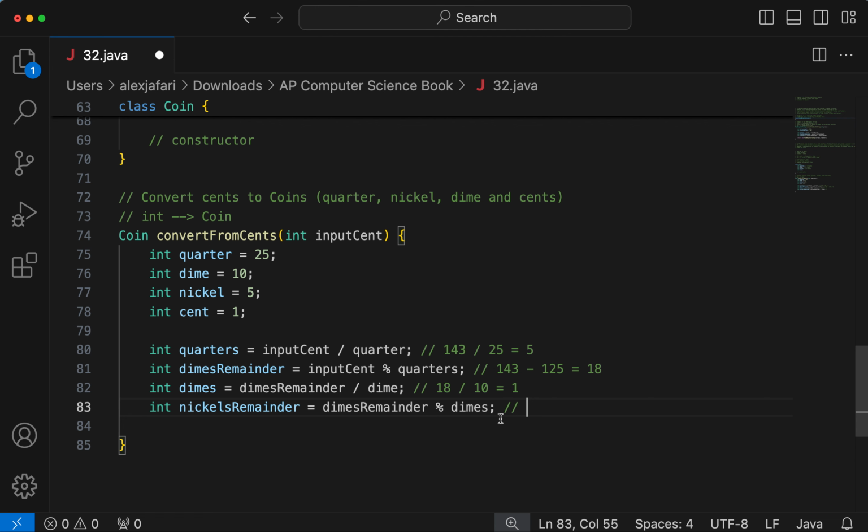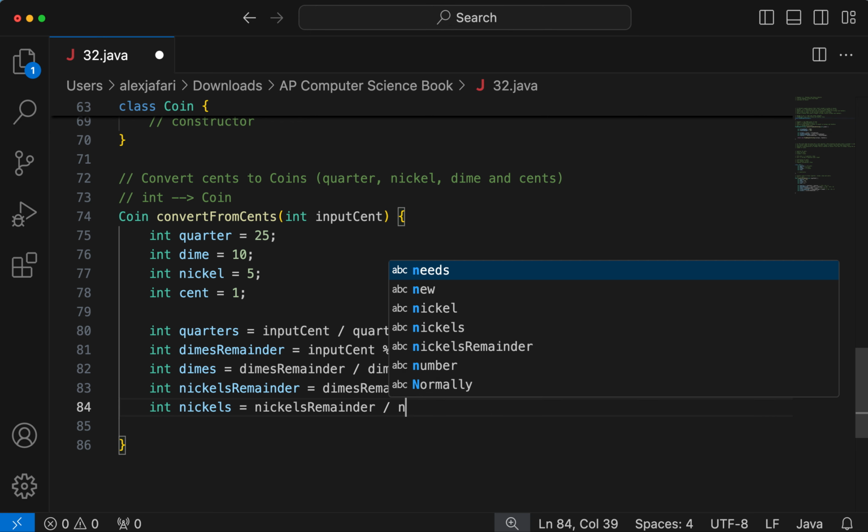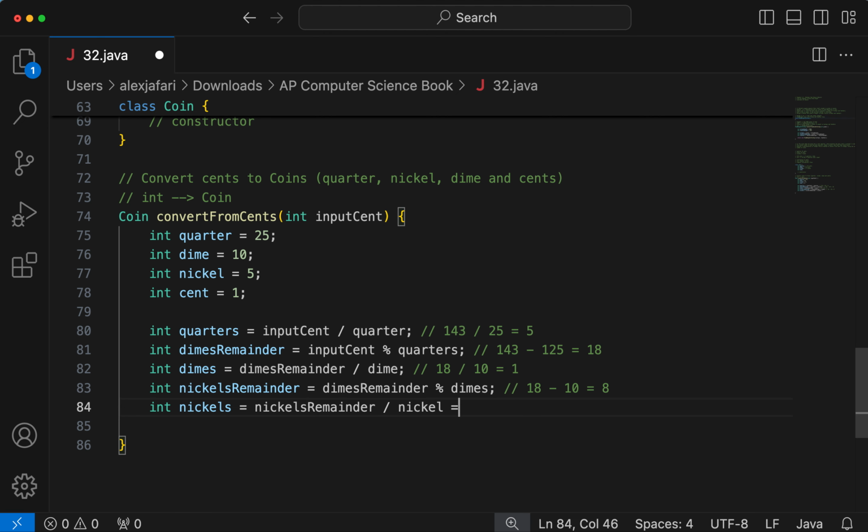This is going to be essentially 18 minus 10. Right? Yeah, so 8 is the nickels remainder. Exactly. So then the nickels is going to be nickels remainder divided by nickel, which is 8 divided by 5, and is 1.